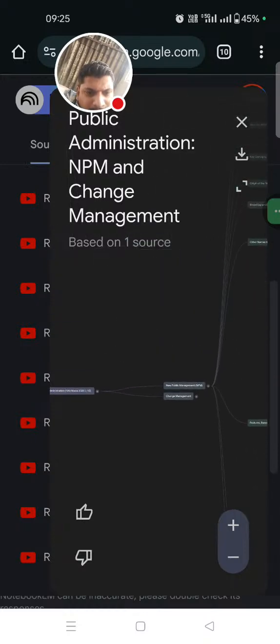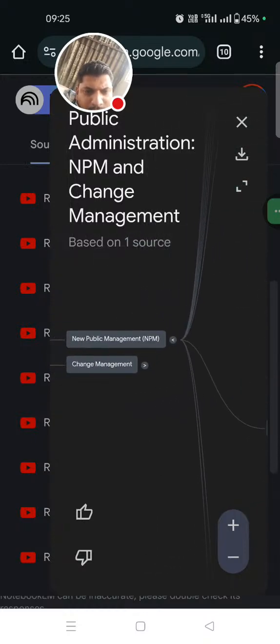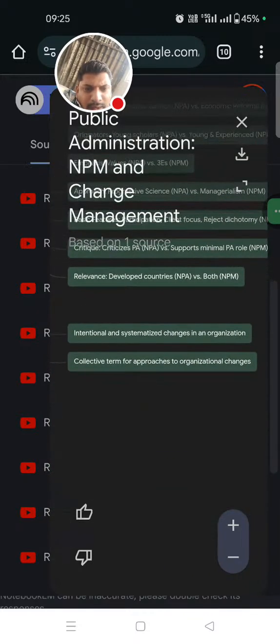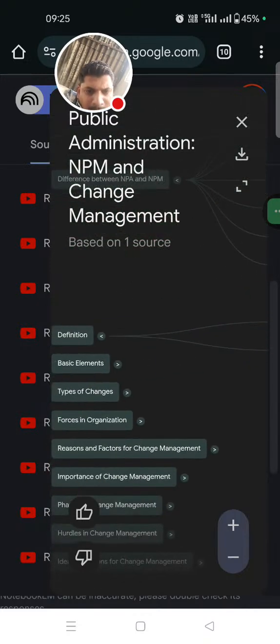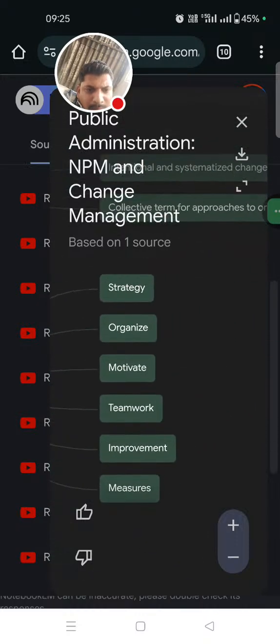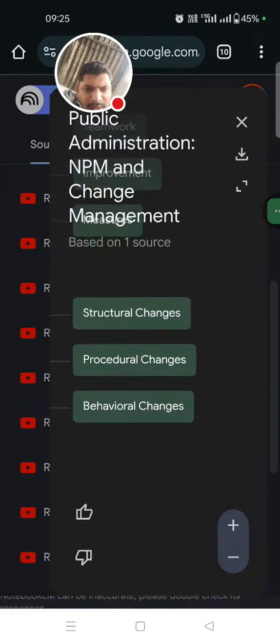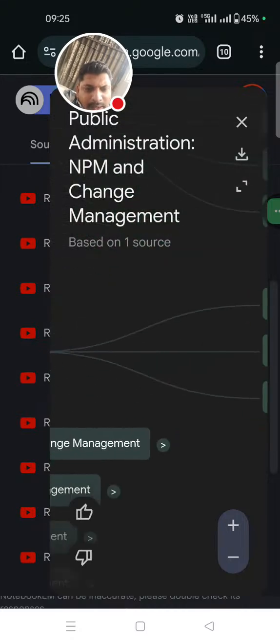Then comes change management. The definition of change management: the intentional and systematized change in an organization, a collective term for approaches to organizational change. Then the basic elements of change management are strategy, organize, motivation, teamwork, improve, and measure. Then comes the types of change: structural change, procedural change, and behavioral change.